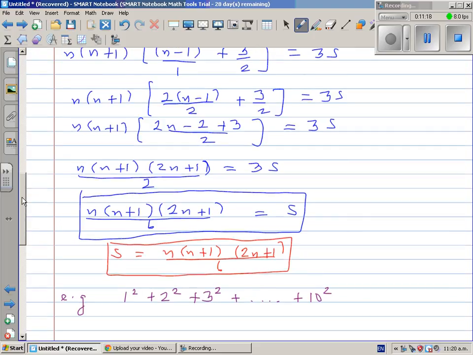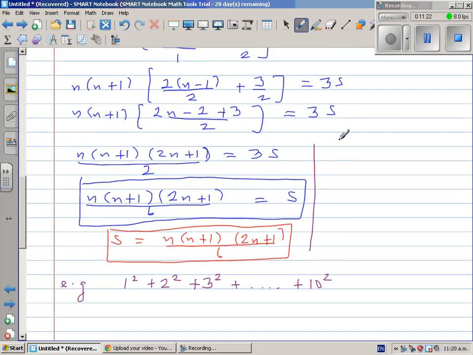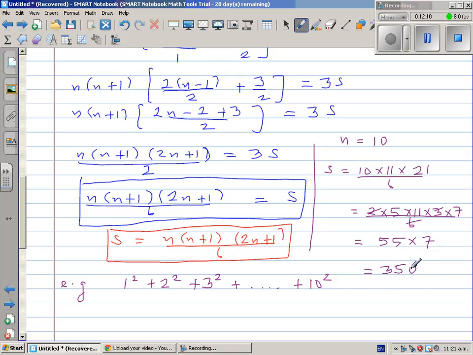So my n is 10 here. Let me use the formula. n is 10 because I'm adding up to 10 squared. So your s would be 10 times n plus 1, which is 11, times 2n plus 1, which is 21, since 2 times 10 is 20, plus 1, divided by 6. Let me simplify this. This is 2 times 5 times 11 times 3 times 7 over 6. I don't want to use a calculator as far as possible. 2 times 3 is 6, and the 6 gets cancelled. So this is 55 times 7, which is 350 plus 35, which is 385. So if you add from 1 squared to 10 squared, you get 385.